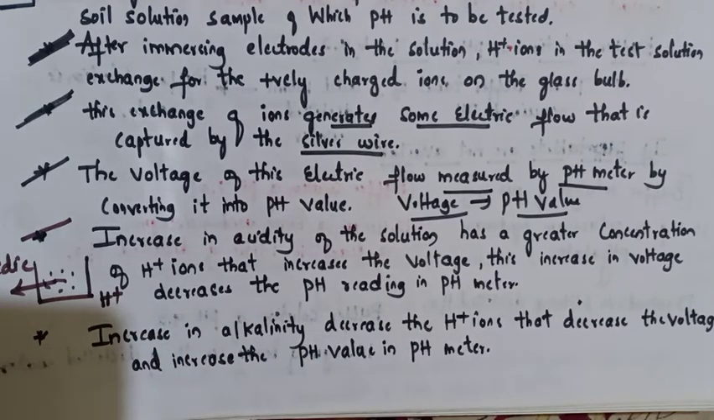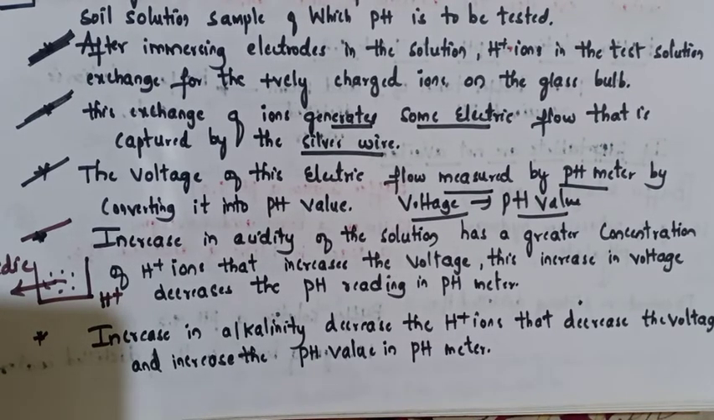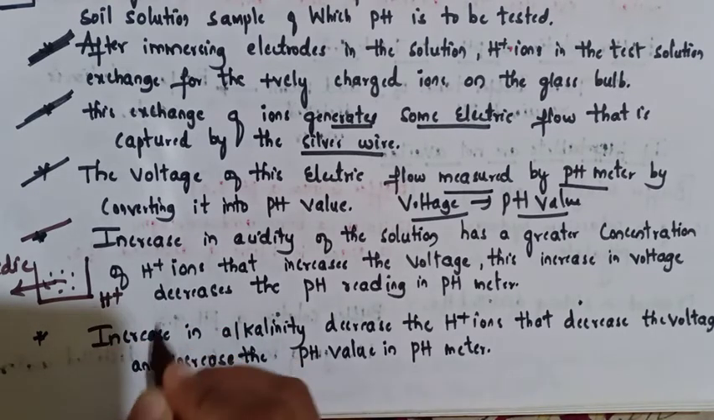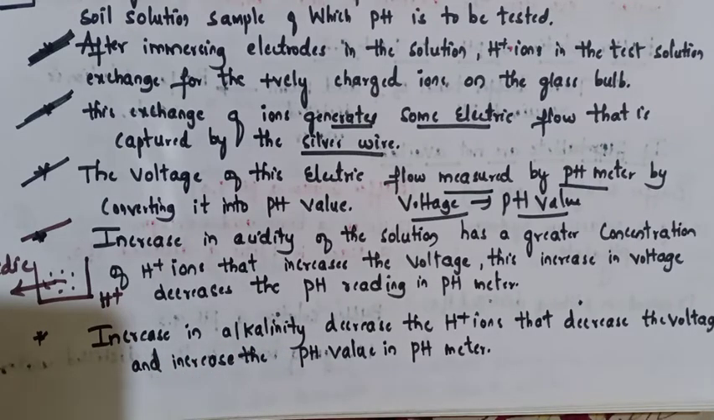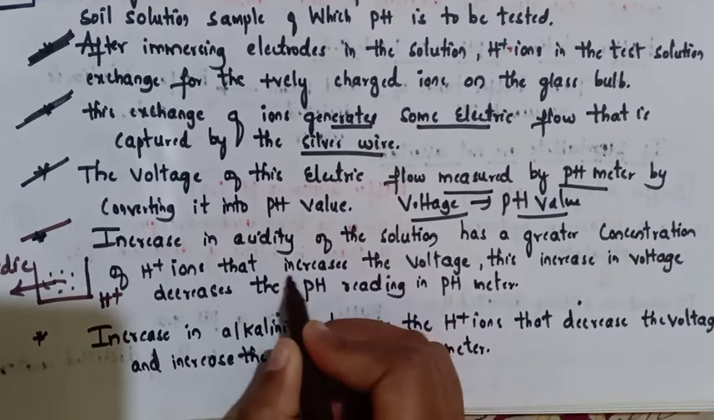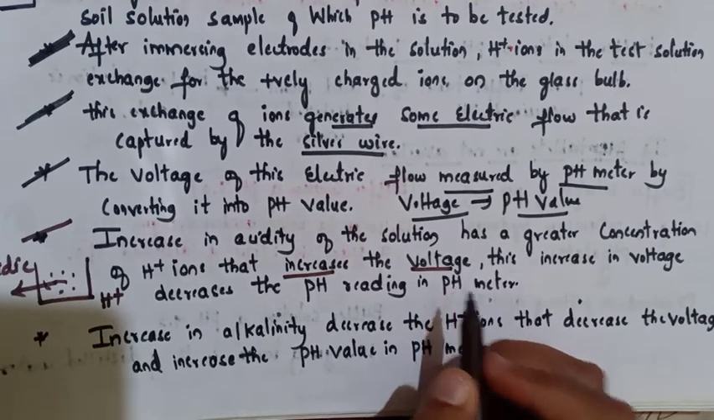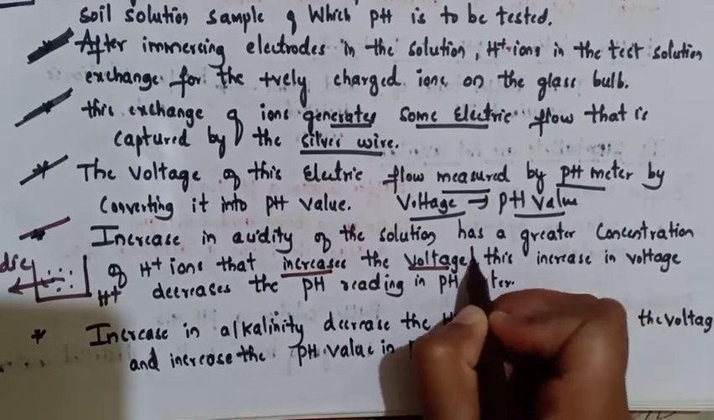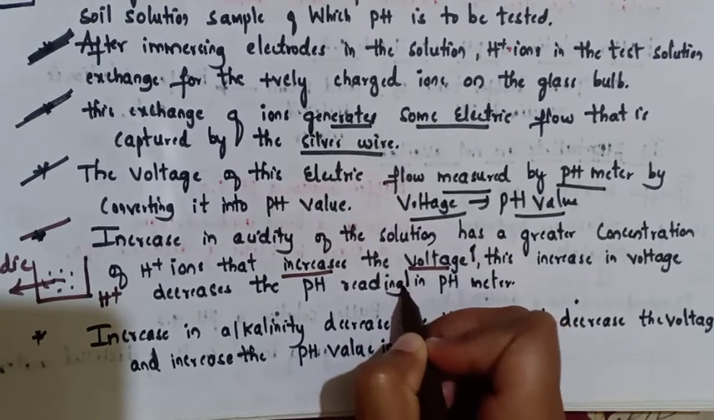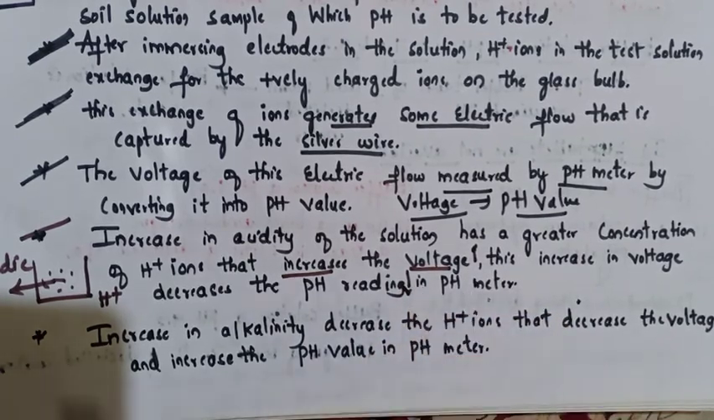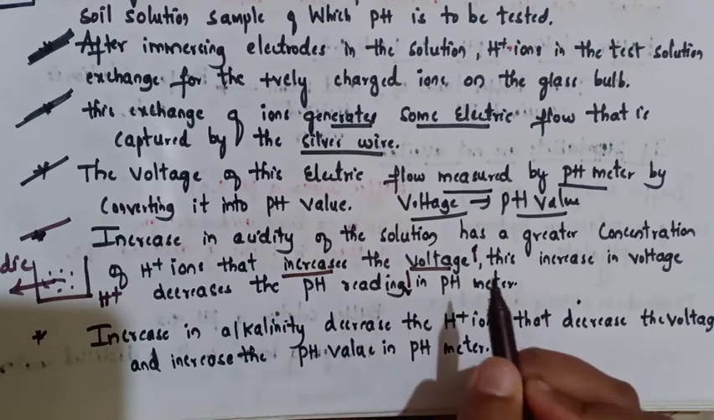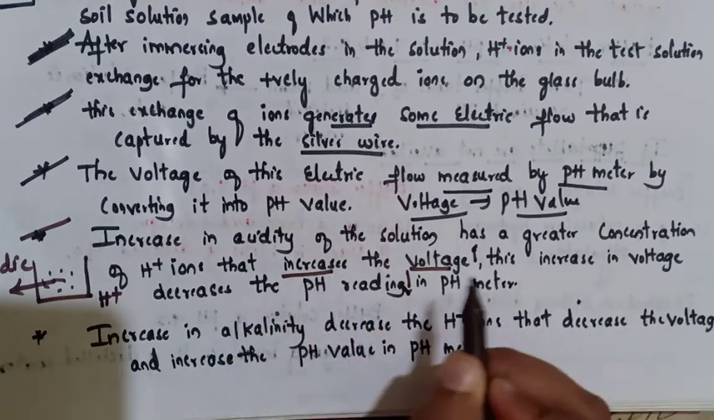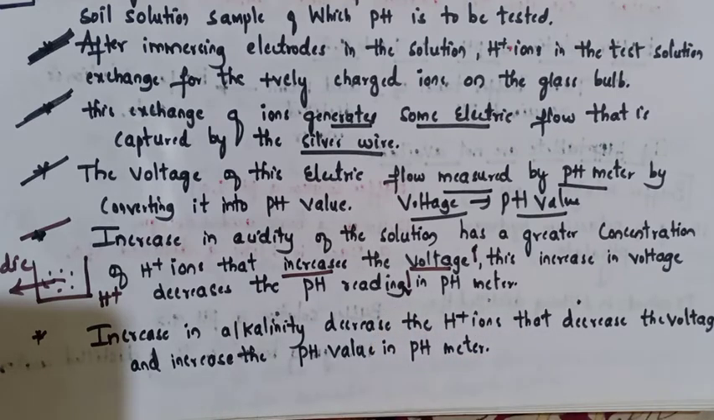If more H+ ions are present, the exchange of H+ ions with positive ions in the glass electrode is also more. When this exchange is more, there is a greater electric flow, which increases the voltage. When the voltage increases, the pH reading will decrease. That means acidic pH is below 7. So when the voltage is increased, the pH reading will decrease. This is the funda behind this.